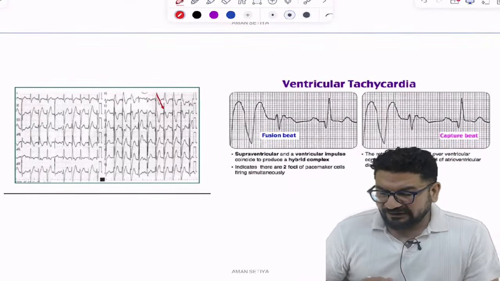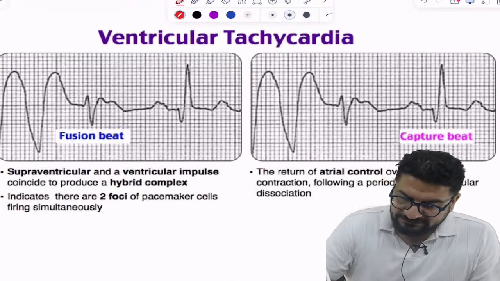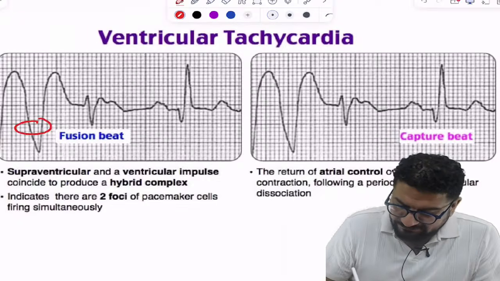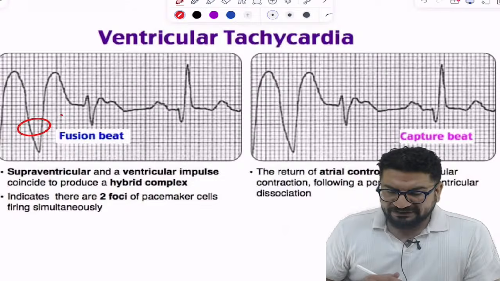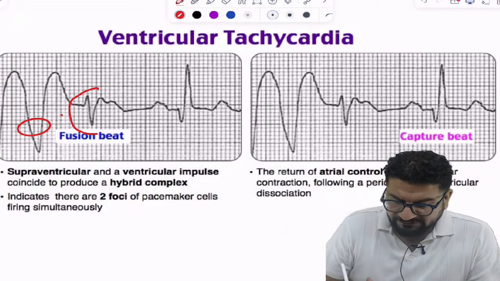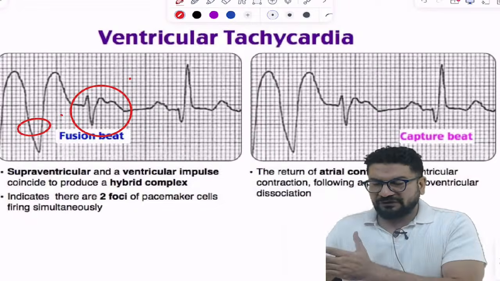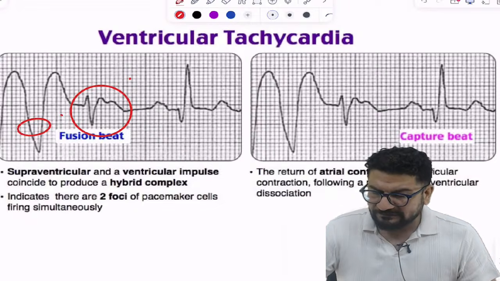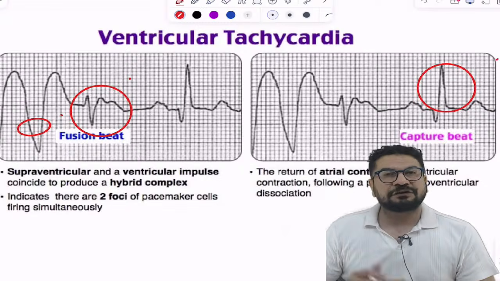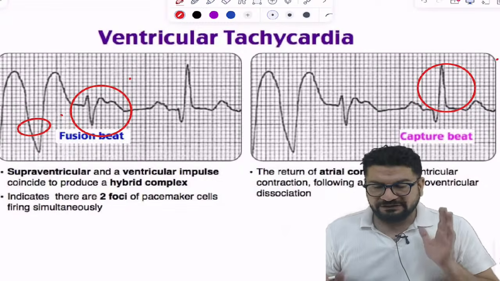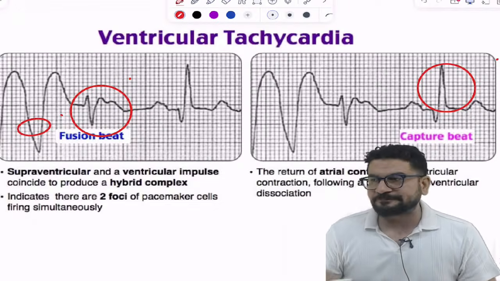Okay, now look at this. Sometimes in VT, they give you fusion beat and capture beat. Now try to understand this thing. You can see here a broad QRS, but in between you can see this P and QRS, they fuse with each other. When they fuse with each other, we call this fusion beat. So you can see broad QRS, all of a sudden you will see a normal QRS. That means all of a sudden the heart is capturing the rhythm. That is called capture beat. So sometimes you can see fusion beat, capture beat. These are seen in patients of VT.